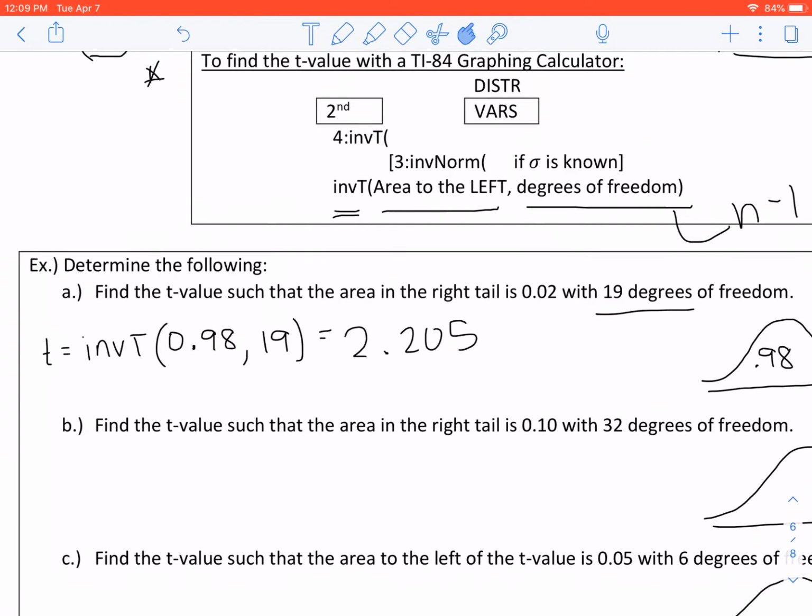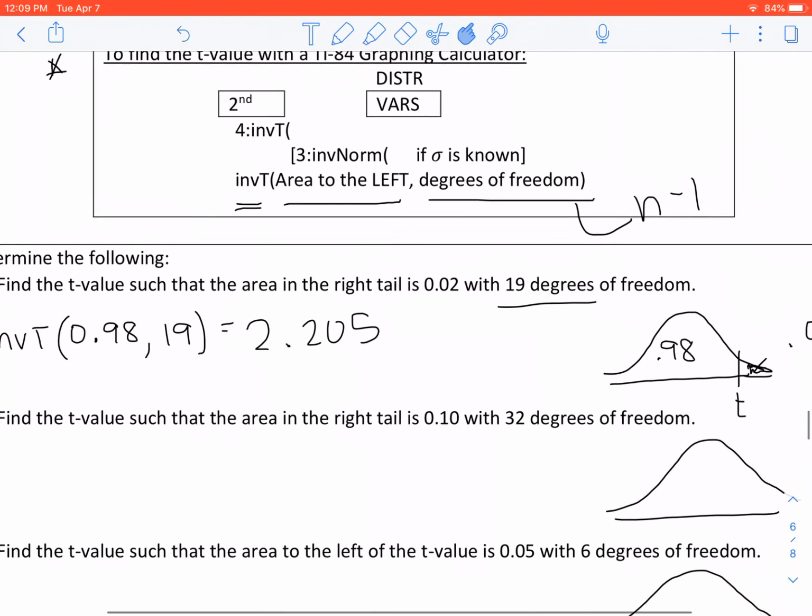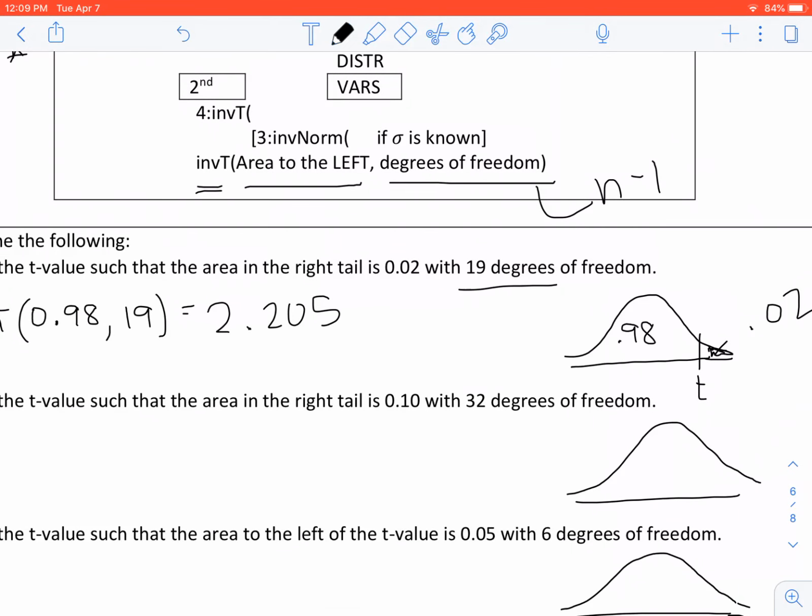Let's try the next one. Next one says find the t value such that the area in the right tail is 0.10. This time 32 degrees of freedom. So the area in the right tail, which is what we had up above, this time we have a little bit more, so the area in the right tail is 0.10.